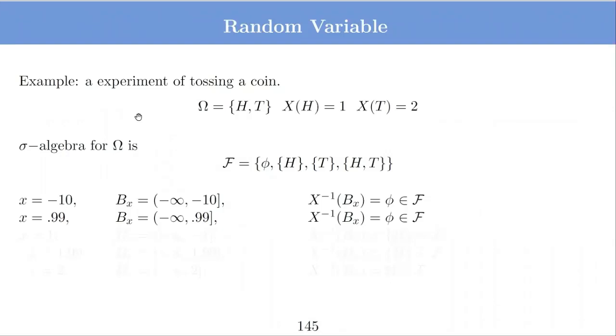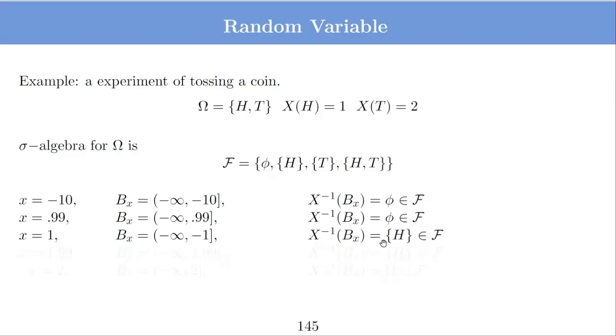Now if you take 1, then you have to find all elements which map to any number between minus infinity and 1. So what are the outcomes which map to a number between minus infinity and 1? H is that outcome, as H maps to 1, which is included in this set. Remember, this is a closed set at 1. So 1 is included in this set.